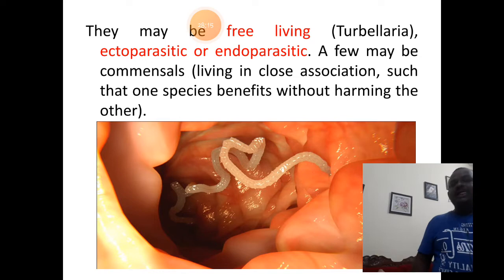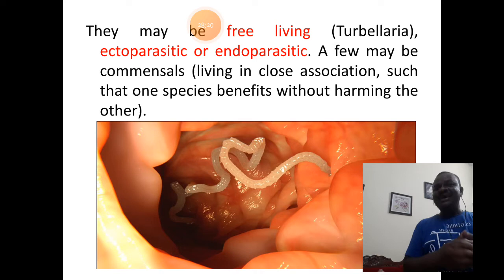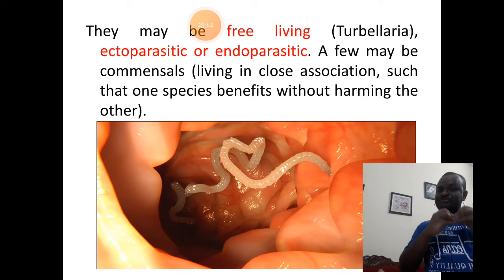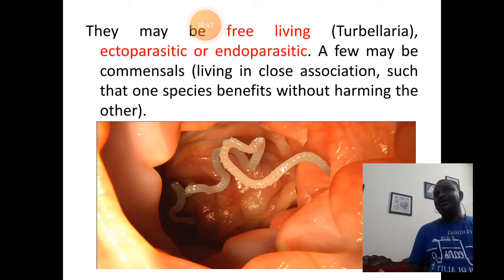Fine students, we call this parasitism. During parasitism, some parasites exhibit a phenomenon called commensalism. Commensalism refers to a close association between the parasite and the host. Two animals are involved, where one animal gets a benefit without harming the body of the other organism. So when two animals are living together and one gets a benefit without harming the other, we call it commensalism. There are examples of flatworms that exhibit commensalism.